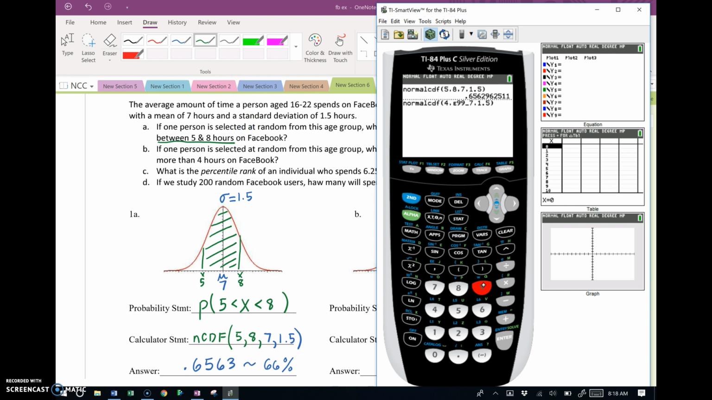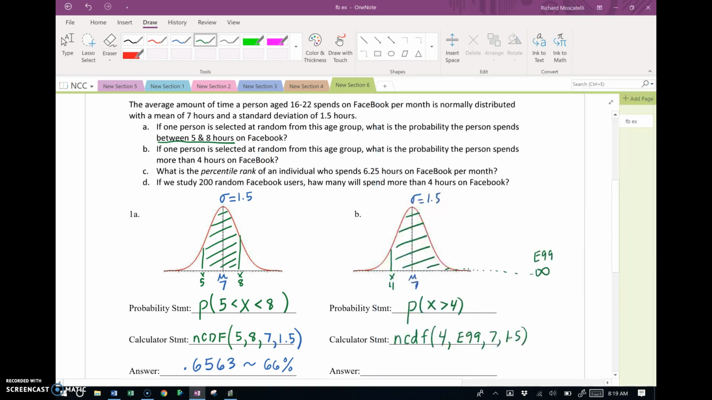So it says, shade from 4 to infinity under a normal distribution whose mean is 7 and standard deviation is 1.5. All right, 0.9772. And that's about 97.7%, which, by the way, makes a lot of sense, because if you think about it, the region over here, this chunk right here, that's half the picture, right? Shading that way forever, that's 50% of the picture right there. This is shading 50% and then some, as you can see.